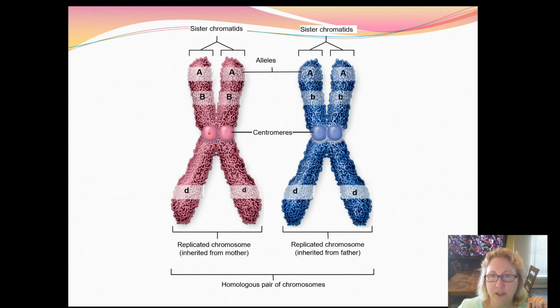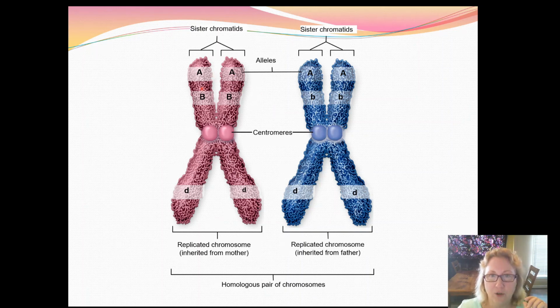So here's a pair of homologous chromosomes with the sister chromatids kind of blown out here so we can look at them more closely. And what these letters represent are different versions of a gene, which we call alleles. So alleles are the same gene, but a different version of that gene. Like you might have one allele for blue eyes and one allele for brown eyes. Same gene, different version of that gene.